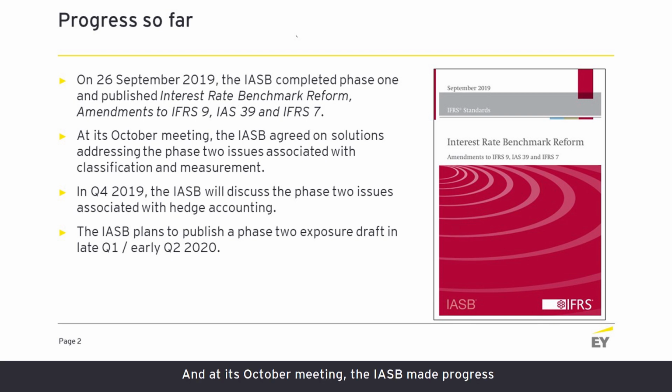And at its October meeting, the IASB made progress in Phase 2 of its project. The IASB agreed solutions which address the Phase 2 issues associated with classification and measurement. Now, the solutions include clarifying how existing IFRS should be applied, adding some illustrative examples to existing standards, and amending IFRS where necessary. And in November and December, the IASB will discuss Phase 2 issues associated with hedge accounting. The IASB plan to have finished their Phase 2 discussions by Q1 2020 and to publish an exposure draft soon after.